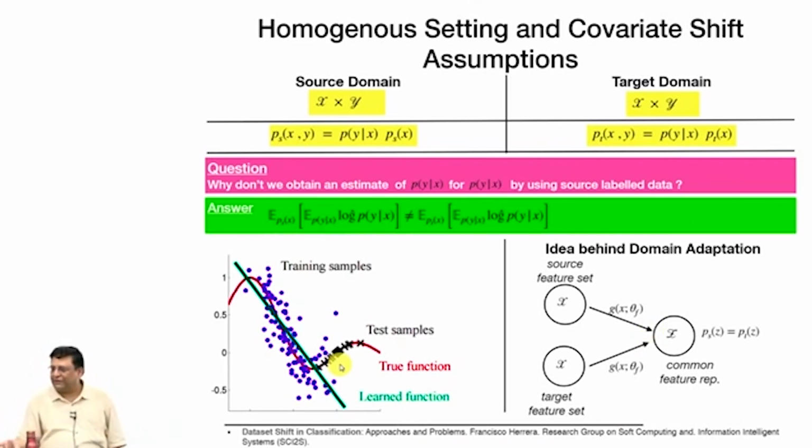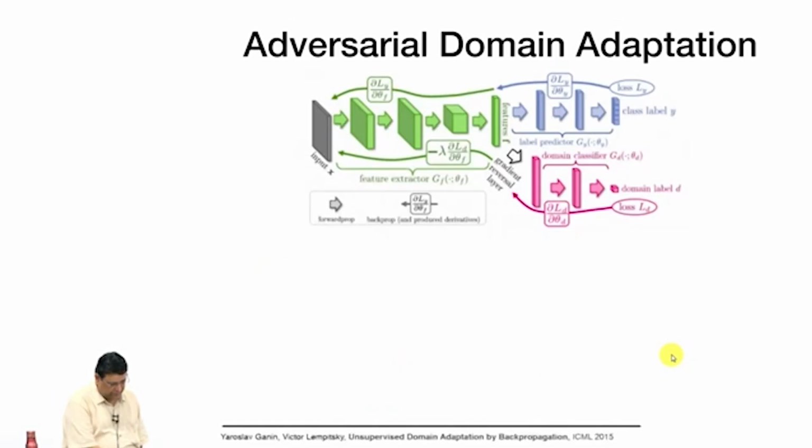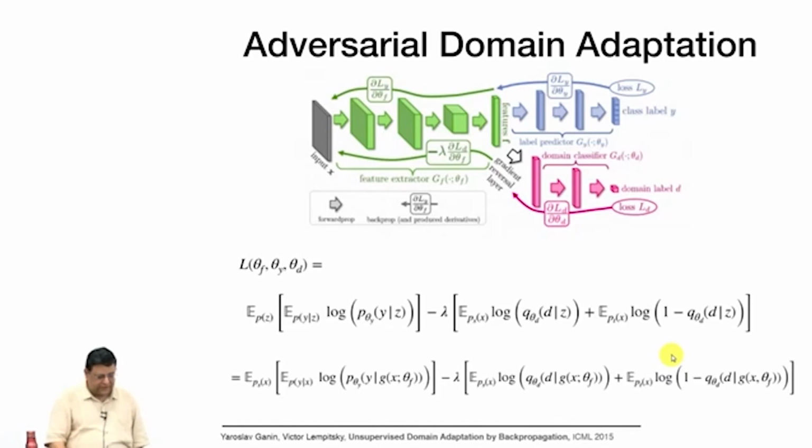Then you cannot discriminate whether the data point is coming from blue or black, right? But how do you do that? And that is where there was one very influential paper. So this is called the adversarial domain adaptation problem. This was proposed in an ICML 2015 paper by Ganin, a very important and very popular paper.